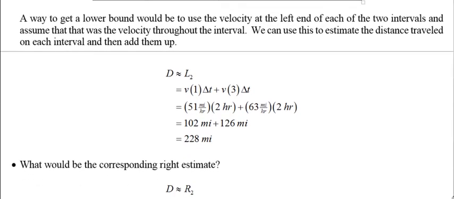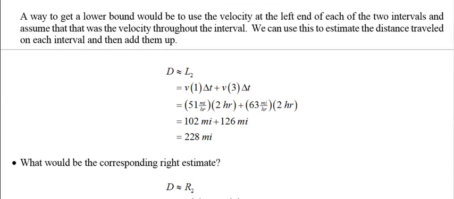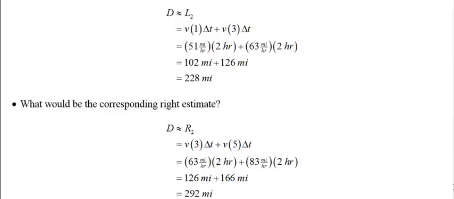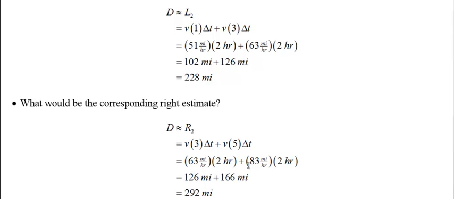Well, a right estimate would be similar. Notice that the speeds we're going to be using are 63 and 83. That's V of 3 and V of 5, in miles per hour. Still 2-hour time intervals. So the first interval we estimate at 126 miles, and the last interval we are estimating 166 miles. 2 times 63 is 126. 2 times 83 is 166. Add those together, that's 292 miles.